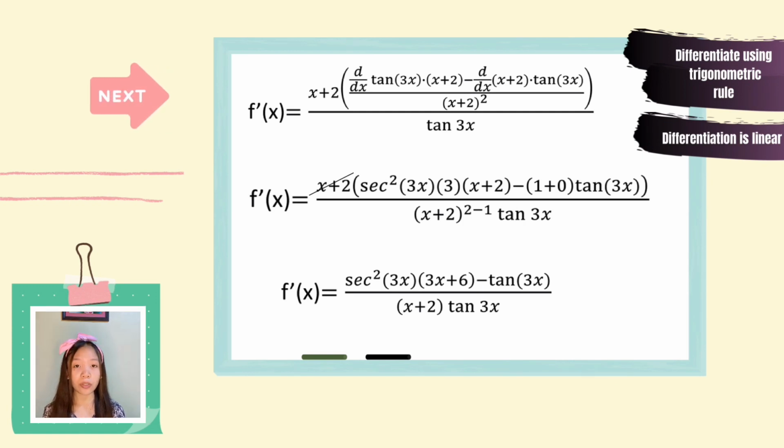Now we focus on our numerator. As you can see, we are left with secant squared 3x times x plus 2 minus tangent 3x. Tangent 3x came from the product of 1 times tangent 3x, and the x plus 2 is multiplied by 3.